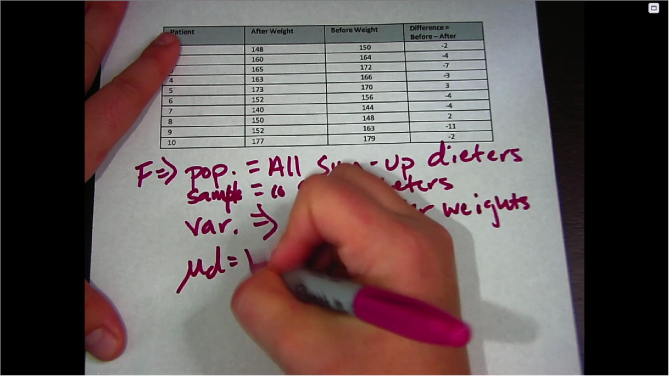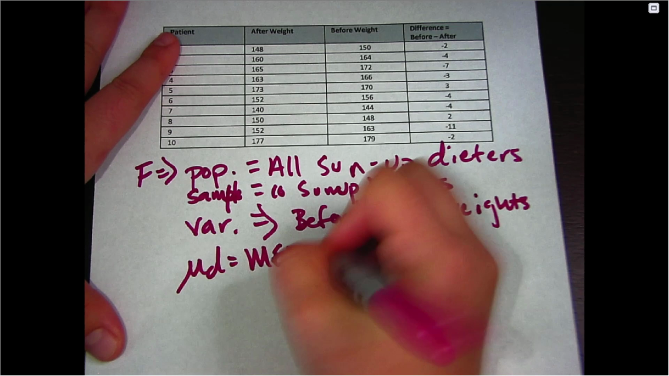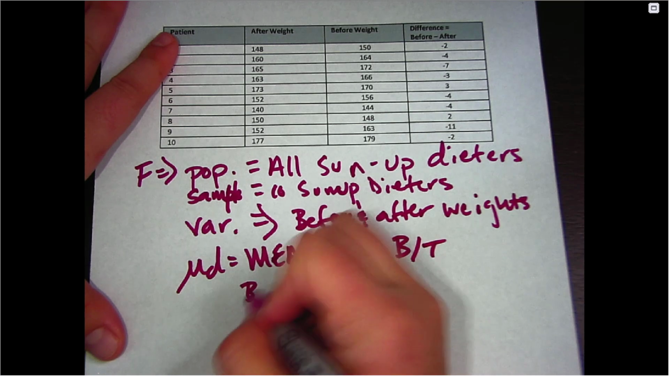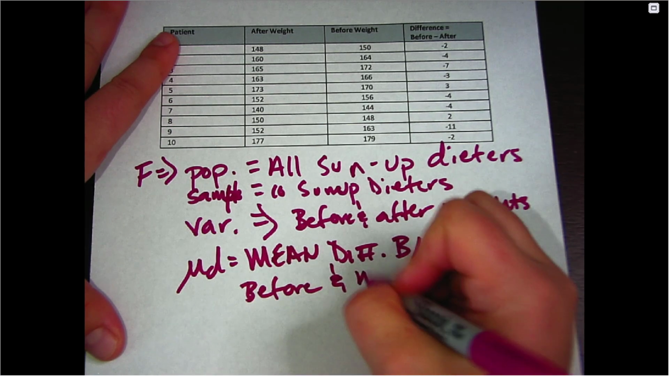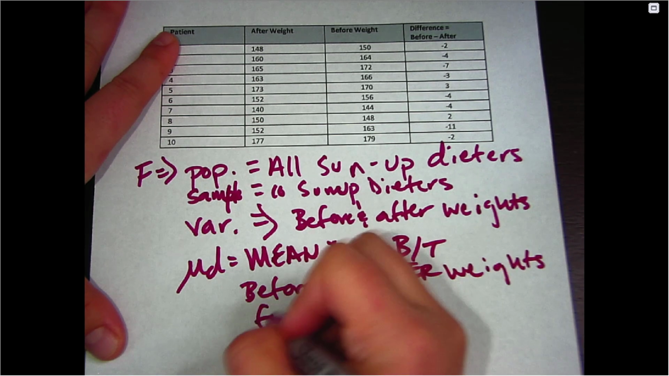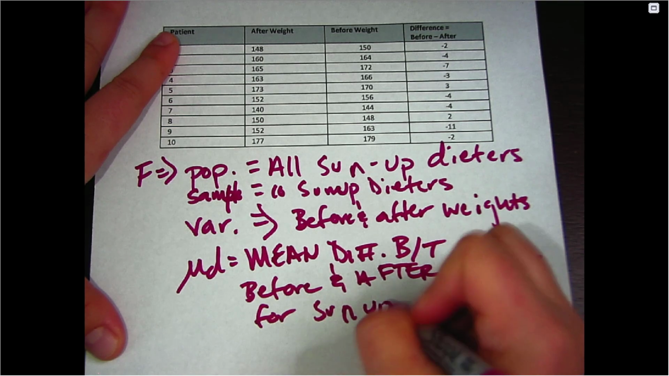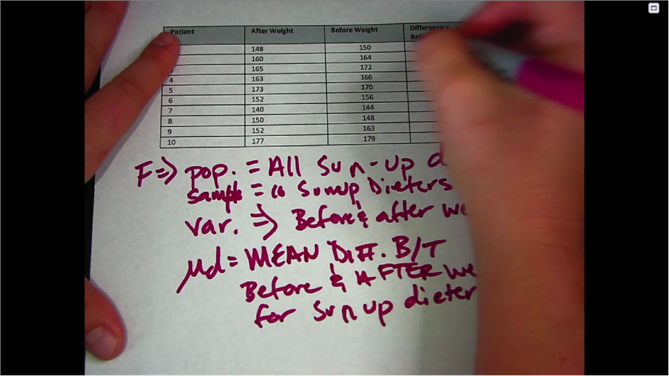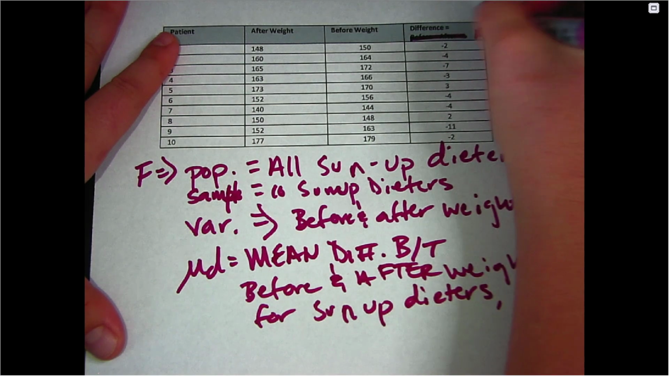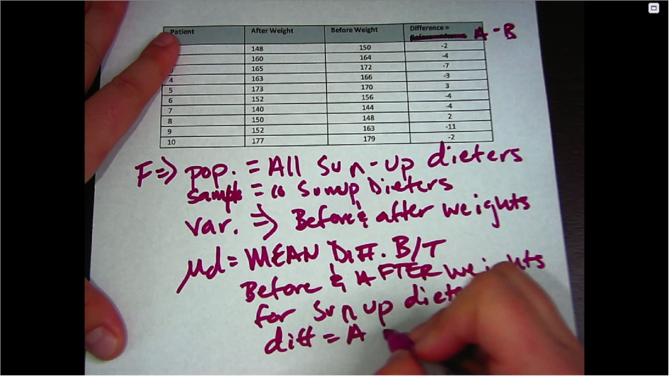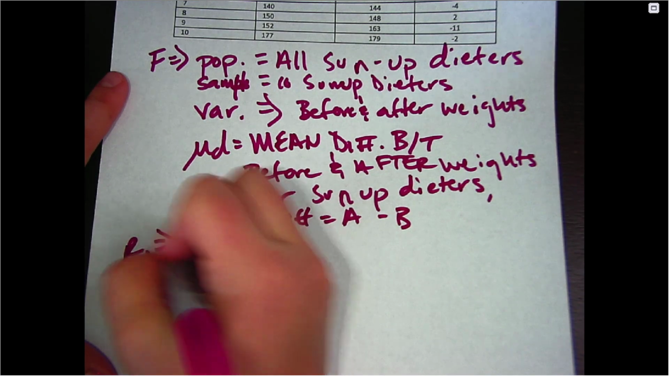If we were to define our mu sub d, we always start with mean difference between, and then we state our variables. So between before and after weights, and then we state our population. Here it would be for Sun-Up dieters. And then these calculations are taken after minus before, and so we would say difference equals, and I'm just going to shorten it to A minus B.